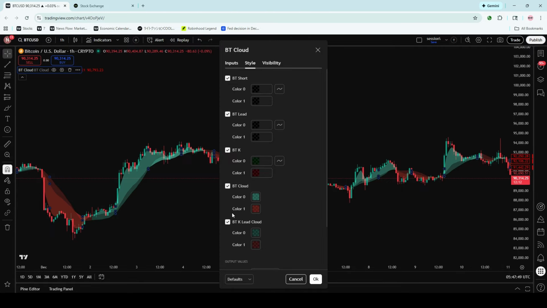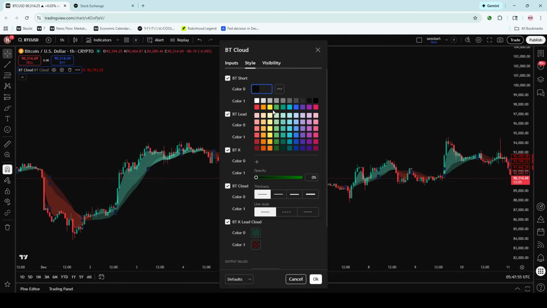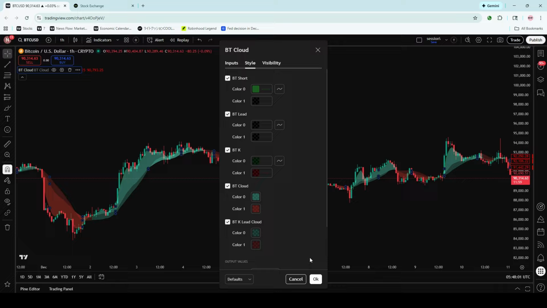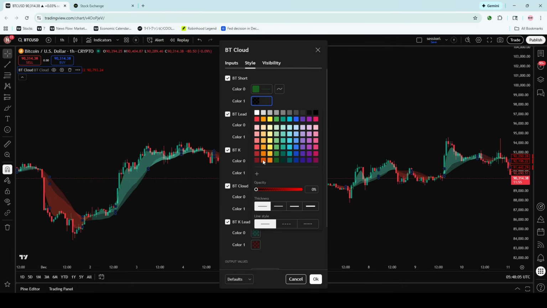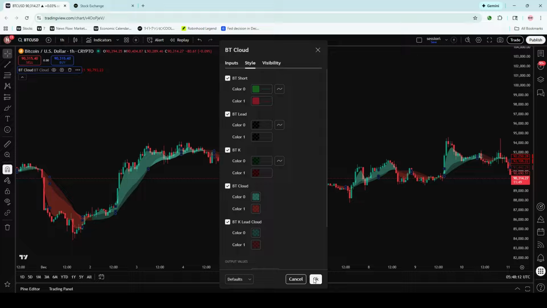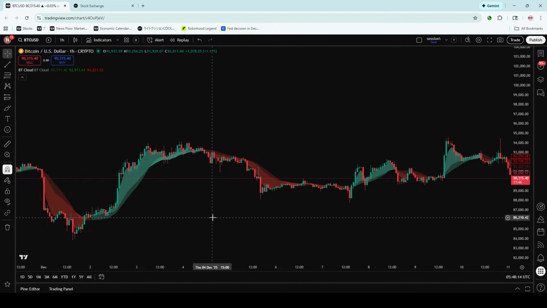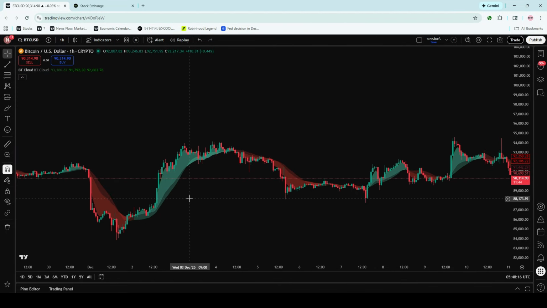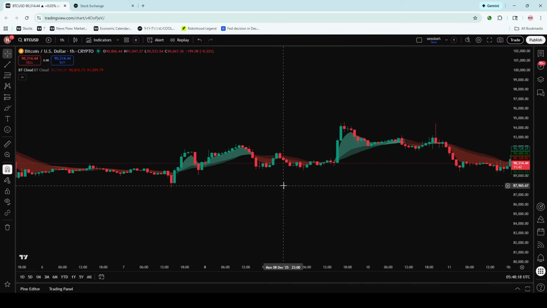Now, we're going to change two settings here in the BT short category. We're going to go to color 0, and we're going to put it green, put the opacity all the way up. Boom. Now, we're going to go to color 1, make it red, and put the opacity all the way up. Boom. Now, why have we done this? You'll see right here shortly.